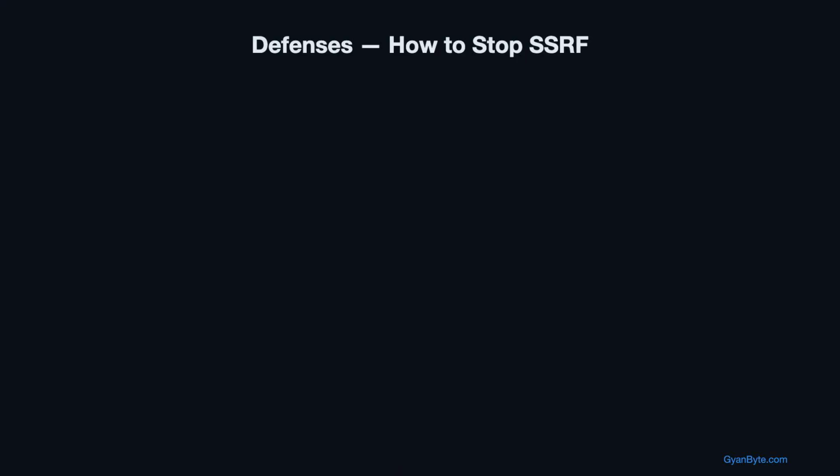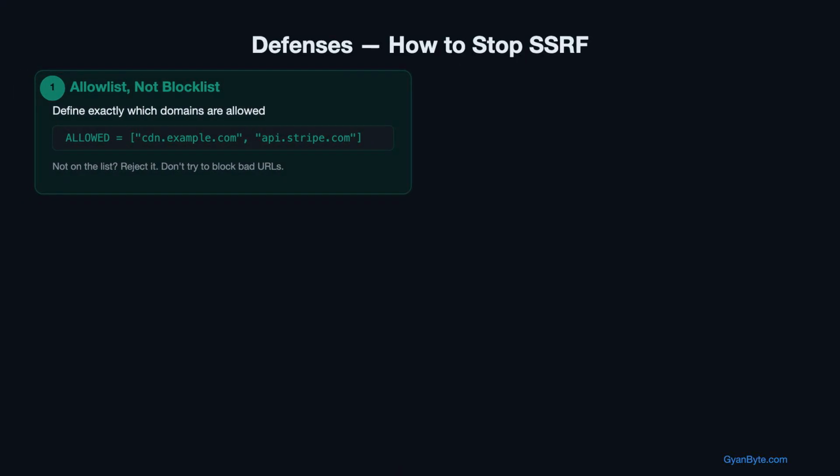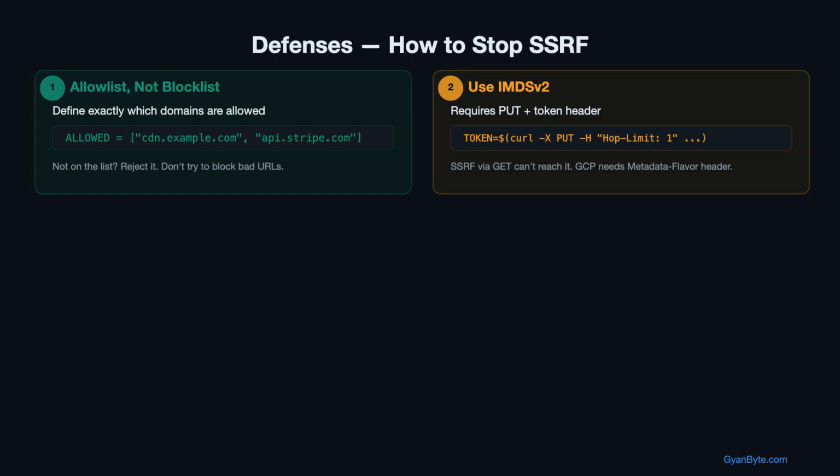How do you stop SSRF? There are 4 defenses, and you need them all. Defense 1: allowlist, not blocklist. Don't try to block bad URLs. Instead, define exactly which domains and IP ranges your server is allowed to fetch. If it's not on the list, reject it.